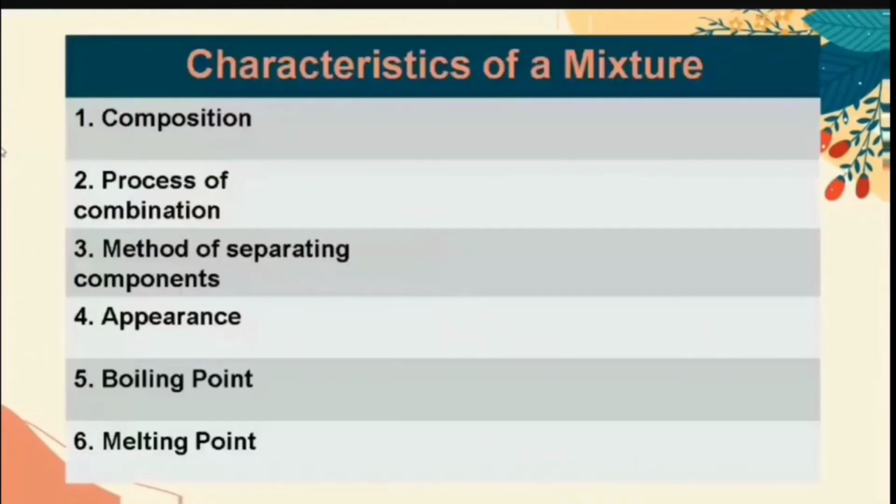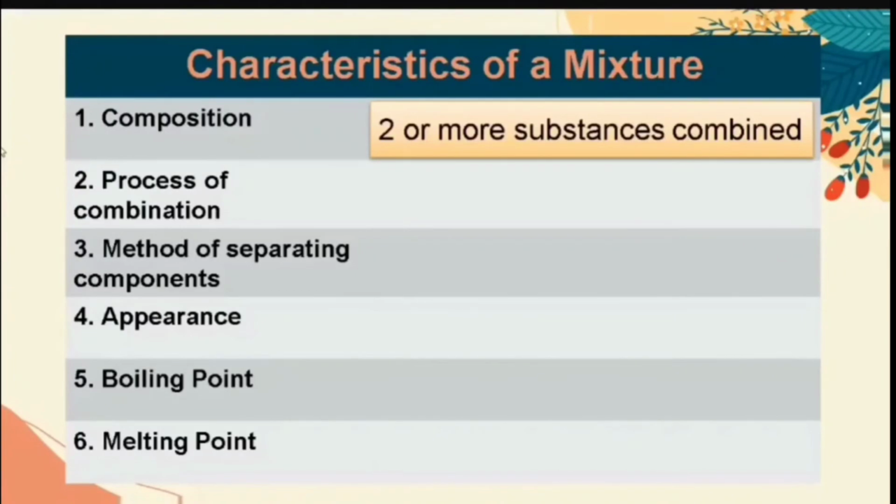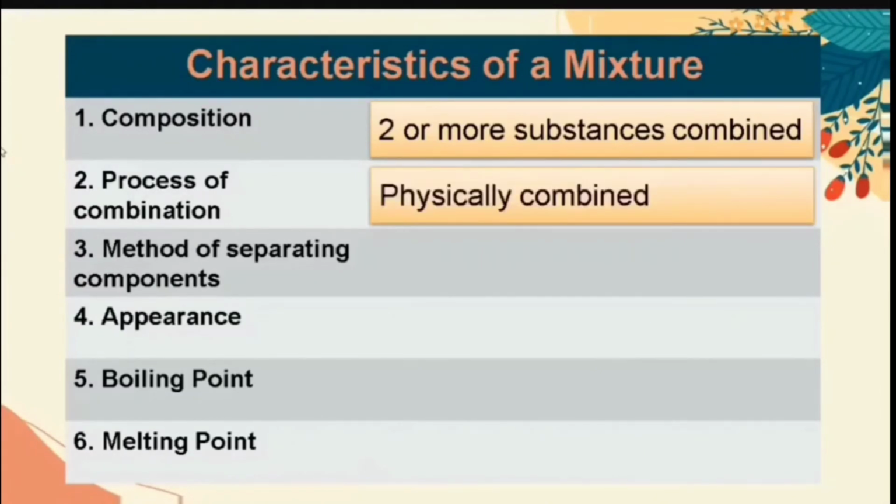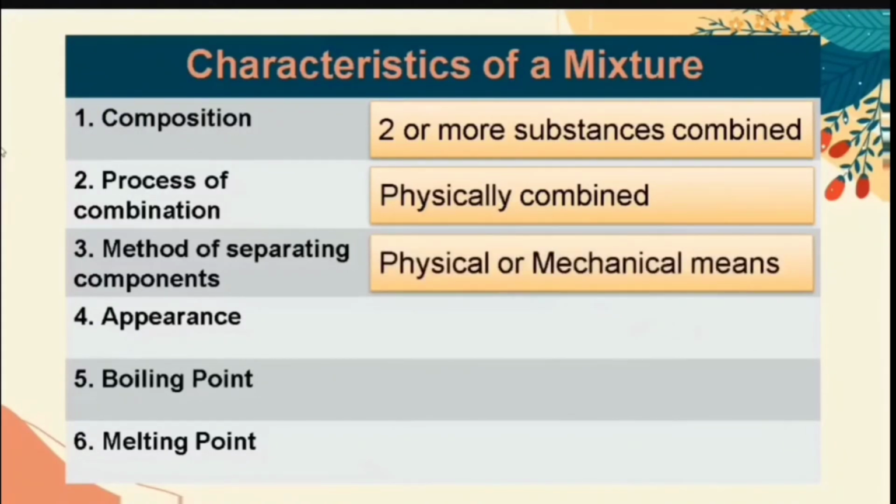Let's sum up the characteristics of a mixture. Number 1. Composition. Mixture is formed when two or more substances are combined. Number 2. Process of combination. Components of a mixture are physically combined. Number 3. Method of separating components. Components of a mixture can be separated by physical or mechanical means.